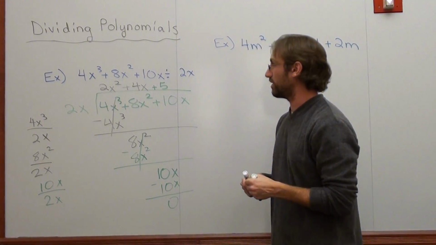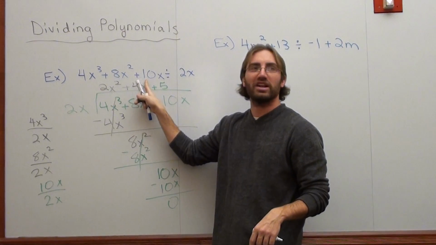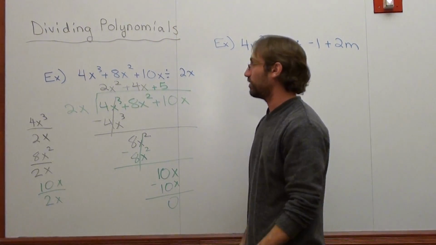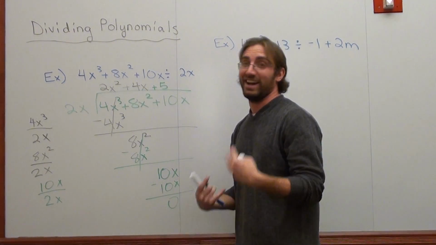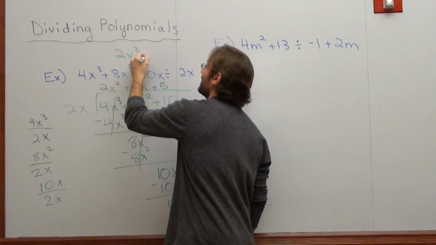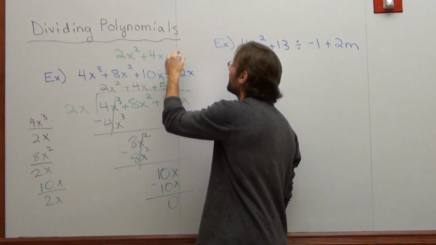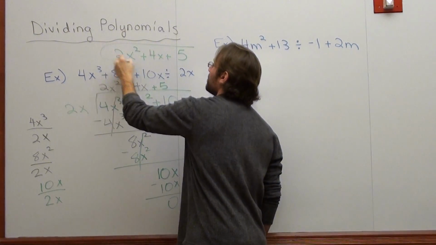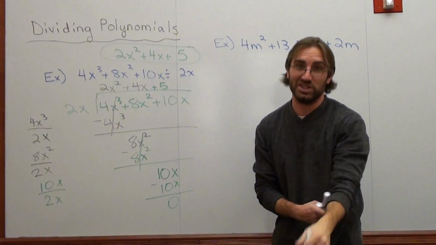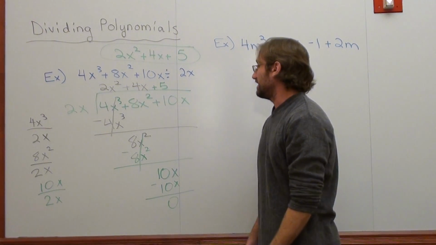So my answer, if somebody asks you, what's 4x cubed plus 8x squared plus 10x divided by 2x? You can look them in the face and say, I know the answer. It's 2x squared plus 4x plus 5. You probably will never have to answer that question to anybody in real life outside of a math class, but you never know.